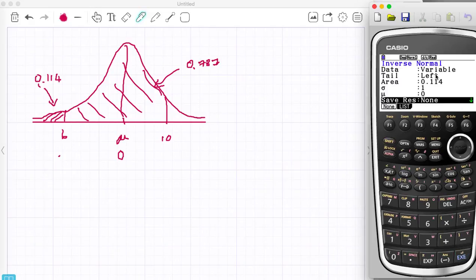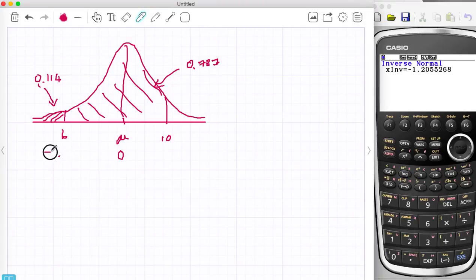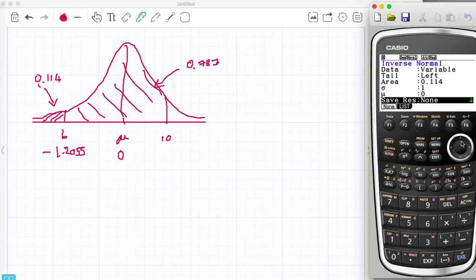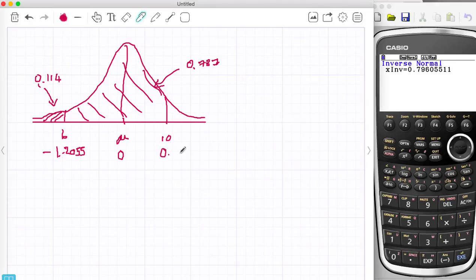Again, do you want to have a look at that? That's left, 0.114, 1 and 0, and I get minus 1.2055. Now I'm going to do a similar thing with the 10. I'm going to go back. My area is still on the left, but my probability is 0.787, and this gives me 0.7961. Now these are z values, standardized values.